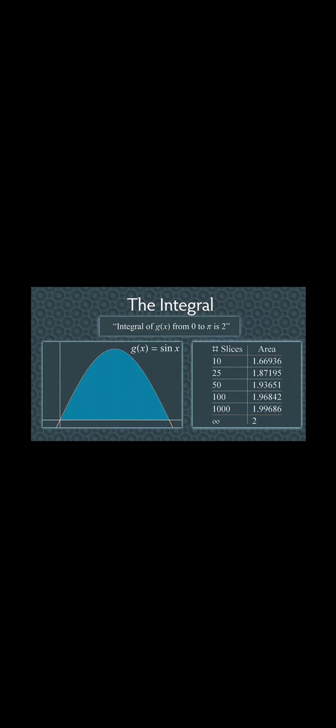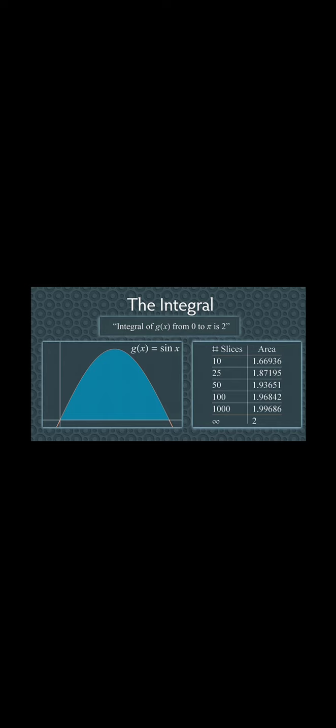What if we do this again, but we use 25 slices instead? This time, we'll get an approximate area of 1.87195. Let's do this again and again using thinner and thinner slices: 50 slices, 100 slices, 1000 slices. You get a sequence of areas that are getting closer and closer to some number. It looks like the area is approaching 2.